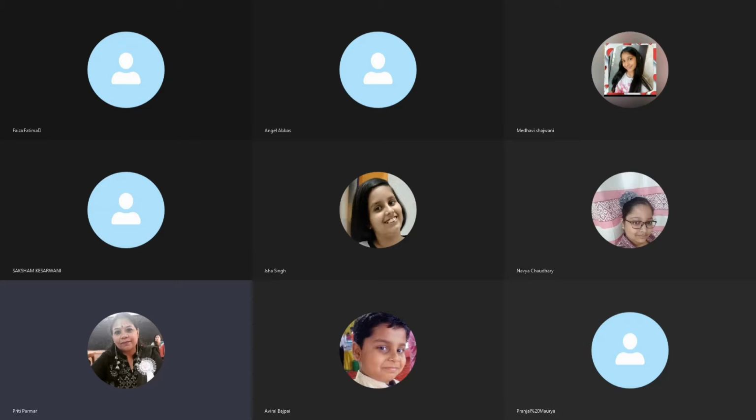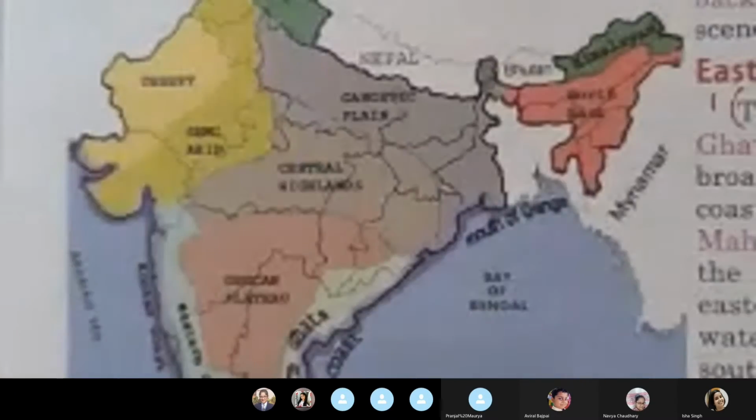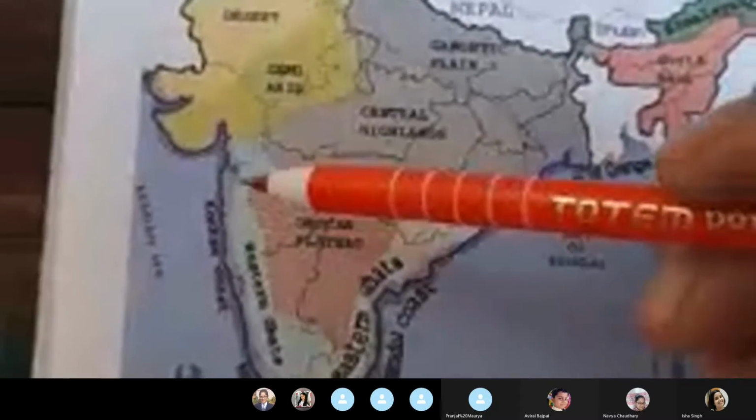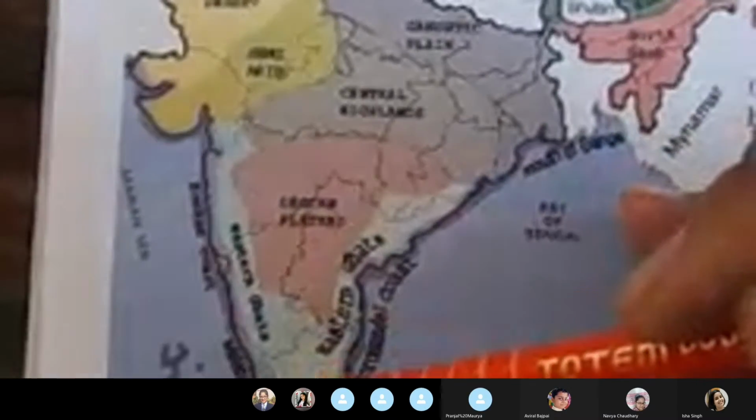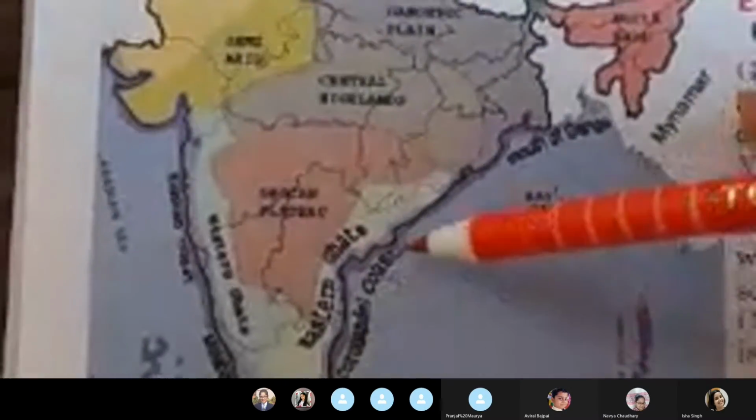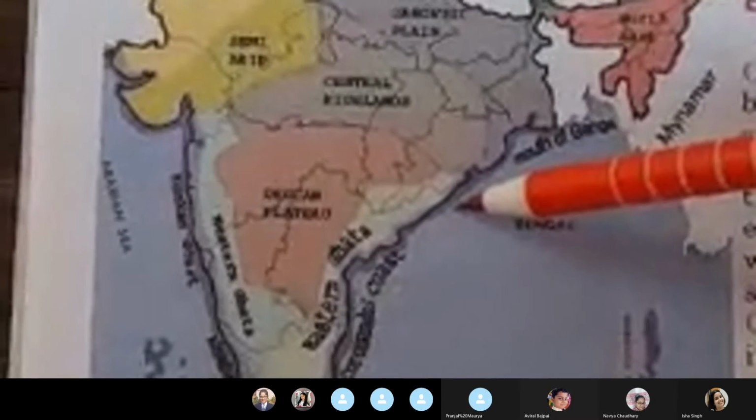Now, I would like to show you the area which is considered as the Western Ghat and the Eastern Ghat. Just a second. Can you all see the book? Is the book visible? Okay, just see here. Now, area lying in the west is the Western Ghats, and area in the east is the Eastern Ghats.